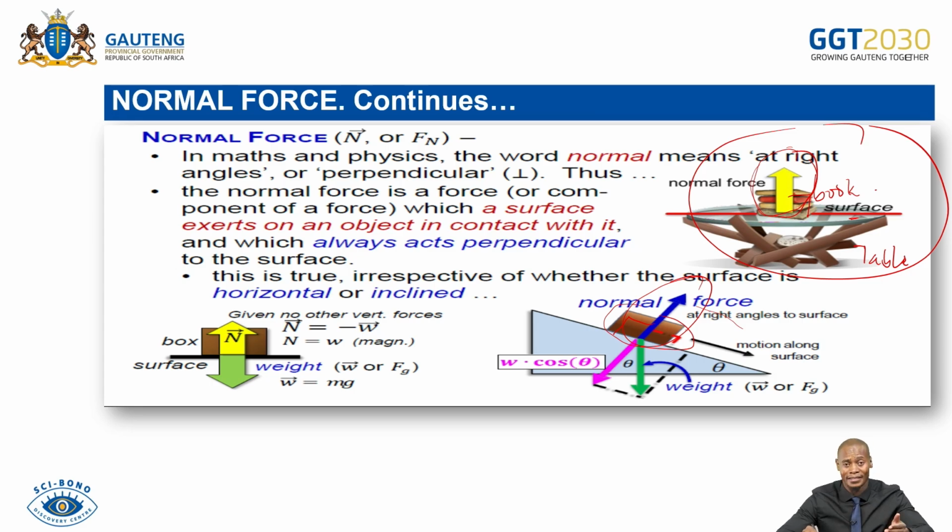The symbol is N. The SI unit, remember, it's a force, so the SI unit is newtons. And what is the normal force? It is the force exerted by the surface on an object that is in contact with it, and it always acts perpendicular to the surface.